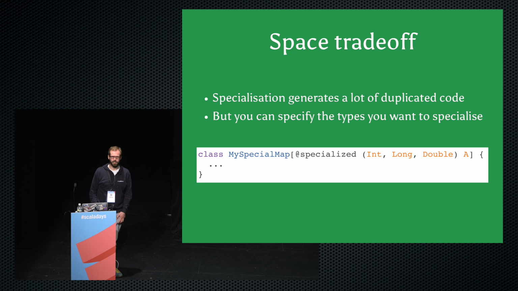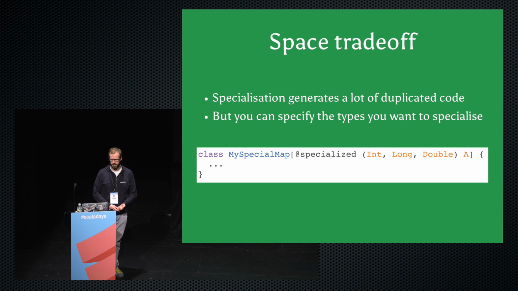So once again, just like inlining, we have a trade-off here. Specialization, similar to inlining, generates a lot of duplicated code, even more so, I guess. So if you have one type parameter, like we had for my special map, then it could generate 10 types. But if you have 2 type parameters, it could be 100 types. 100 classes, and so on. So it's 10 to the n, where n is the number of type parameters that you want to specialize. That could be a huge number of classes.